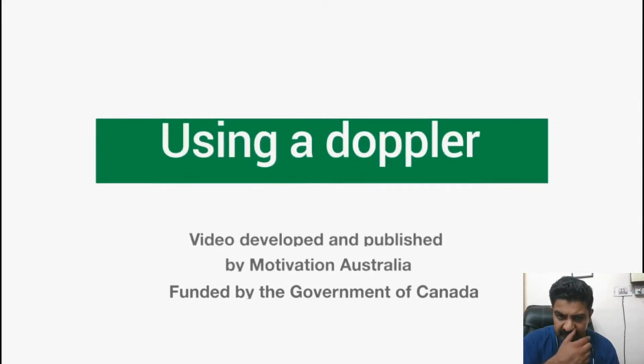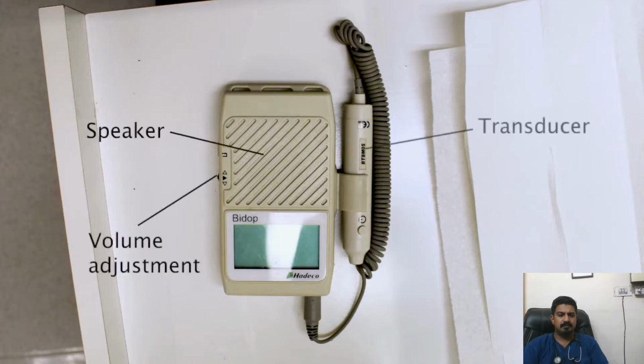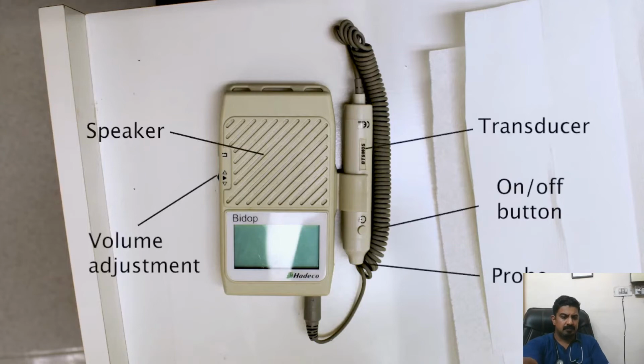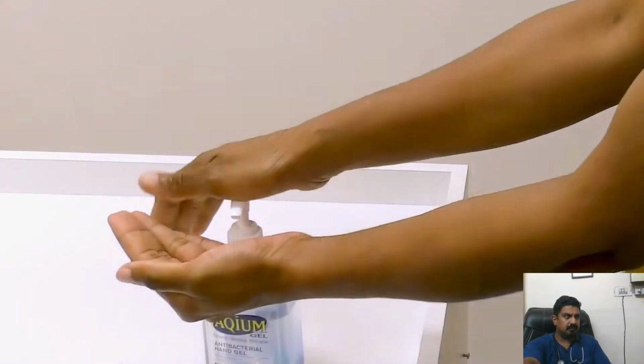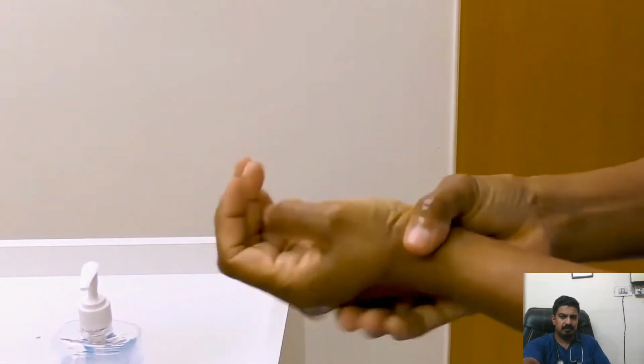This is a short video. A Doppler ultrasound is a device which uses sound waves amplified through a microphone to bounce off blood cells. This allows you to listen to the quality of blood flow of the artery. These are the parts of a Doppler that you will need to know. Start the process by ensuring correct hand hygiene practices have been followed before seeing a new client.